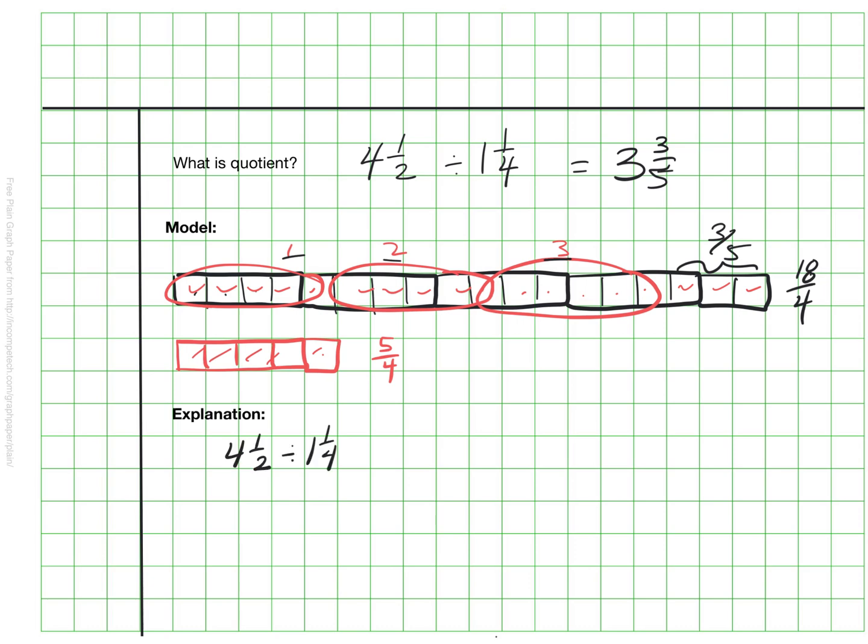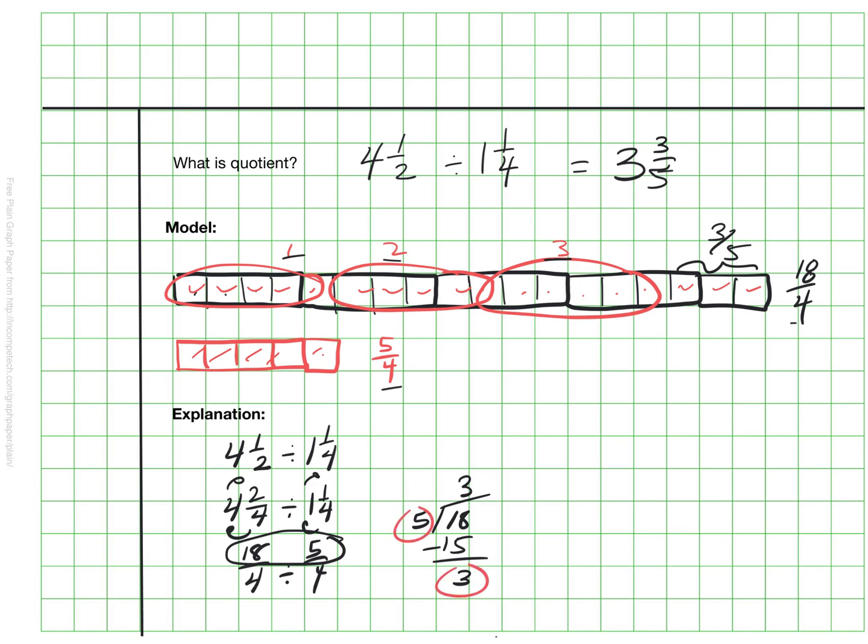And remember, as an explanation, I can show this down here. I'm going to turn this into 4 2/4 divided by 1 1/4, and I'm going to turn both of these into improper fractions. So this one becomes 18/4, and this becomes 5/4, which looks familiar from my model. And then I can just take those 18/4 and divide it by 5. And 18 divided by 5 is 3, with 3 of our fifths left over. So our answer is 3 3/5, just like what we got with our picture.